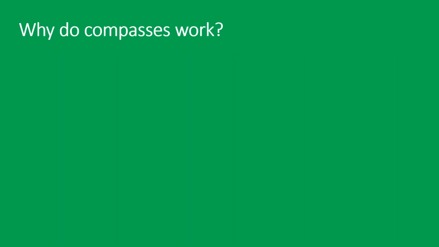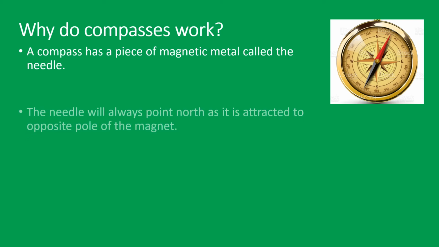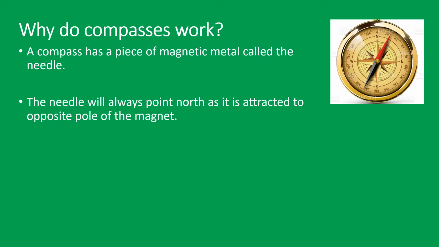Why do compasses work? Well, a compass has a piece of magnetic metal called the needle. We can see it illustrated here. It has a north and a south, so literally it is a magnet, and it's suspended in the middle so it can move easily. And the needle will always point north as it's attracted to the opposite pole of the magnet. So if we put a compass next to an electrical wire, it will point towards the north pole of that wire.